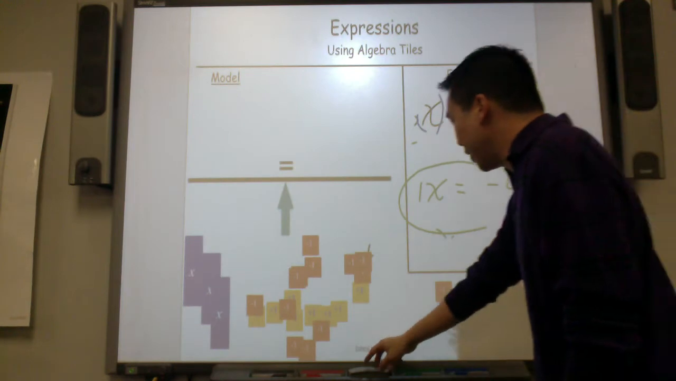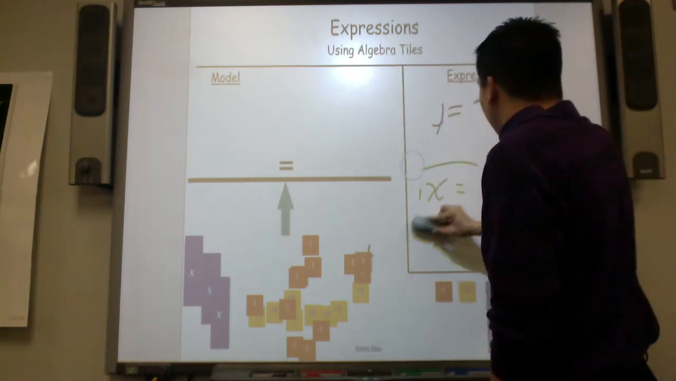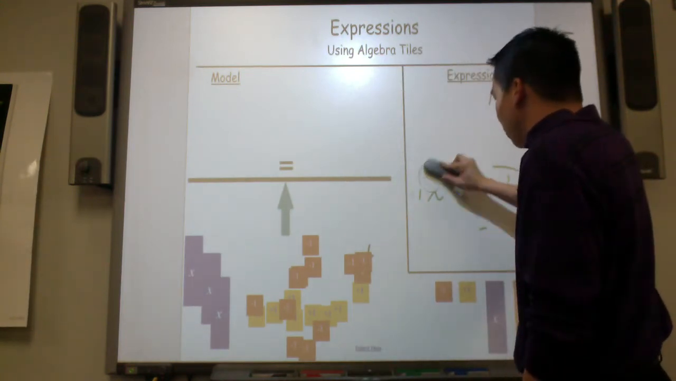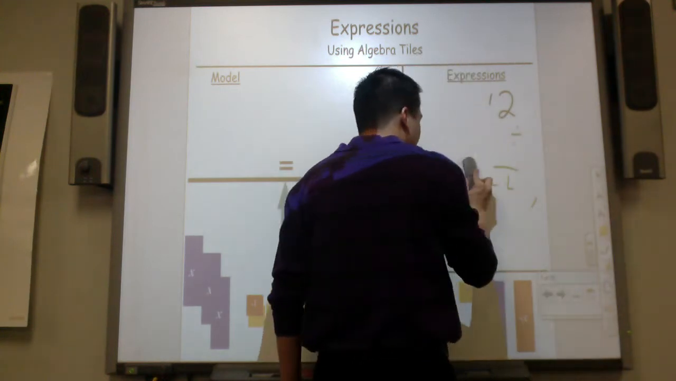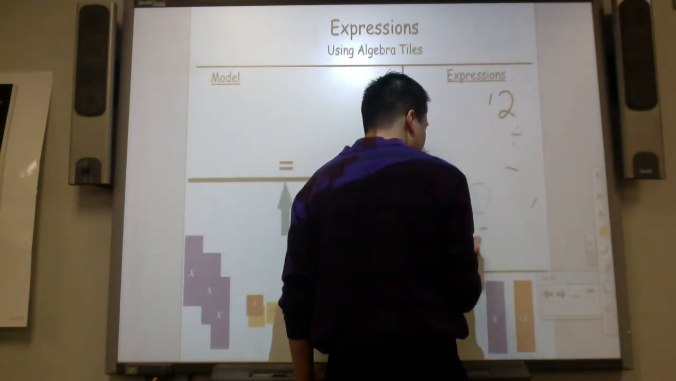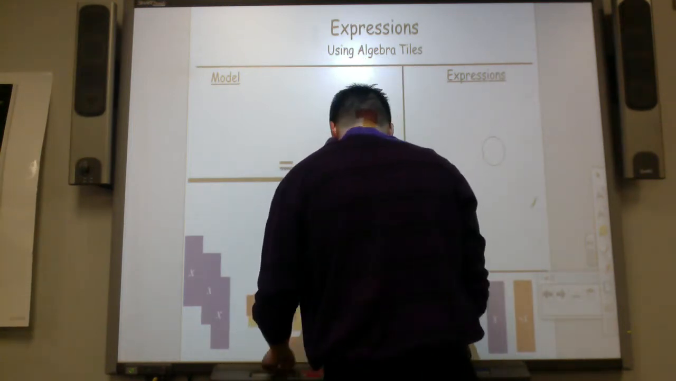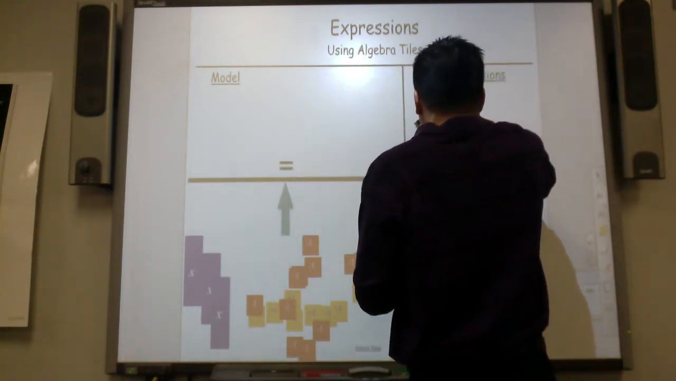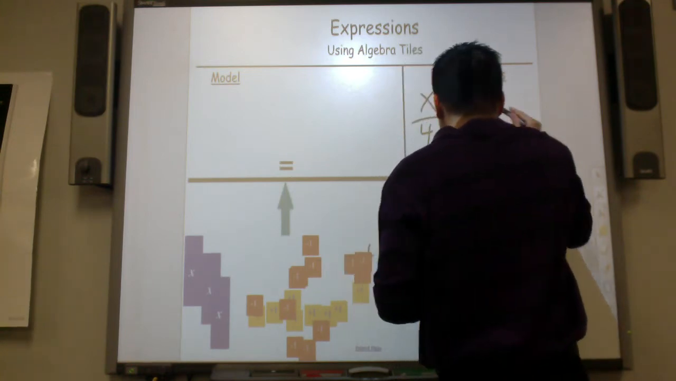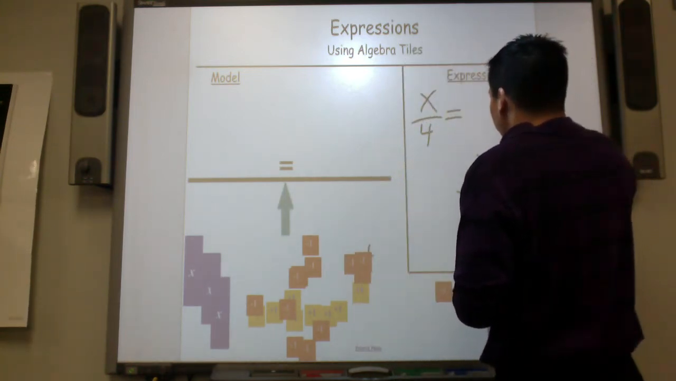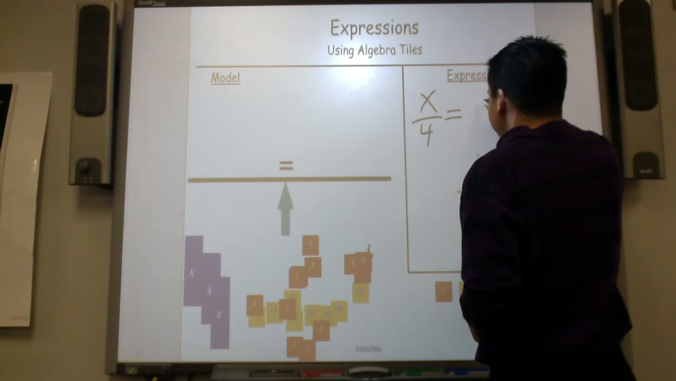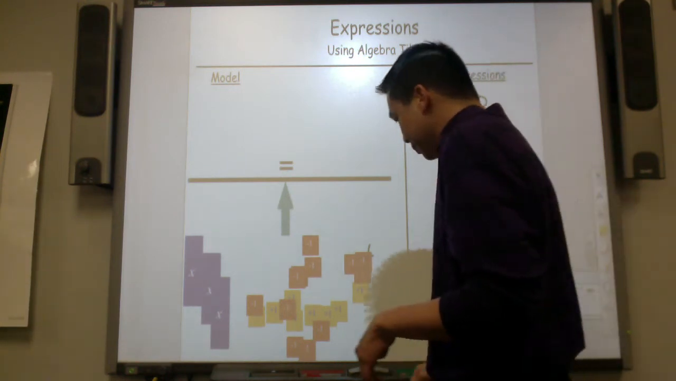All right, now that we've done that one, now let's do division. So we practiced with a multiplication one. You are going to be doing some examples by yourself. So here's our division one. We have x over 4 is equal to, I don't know, 3.